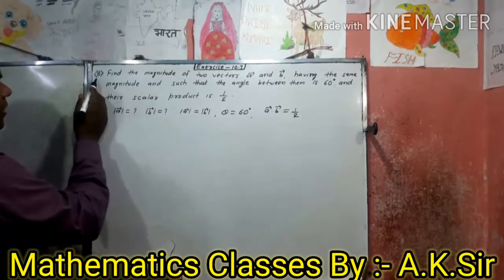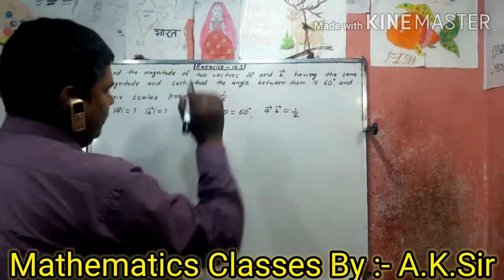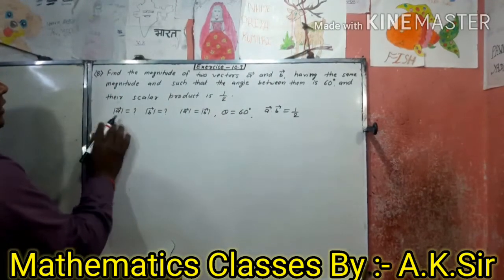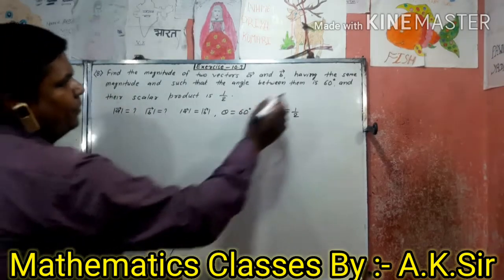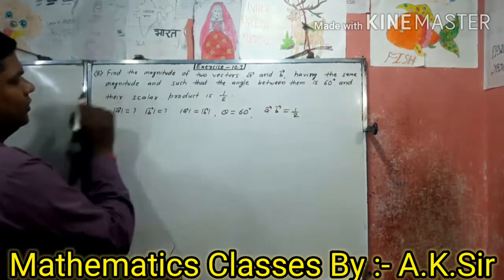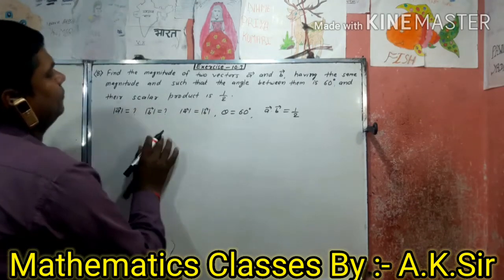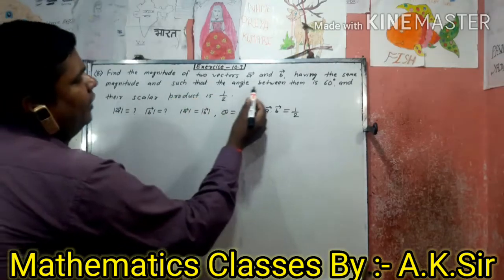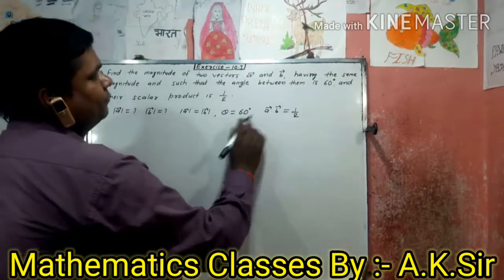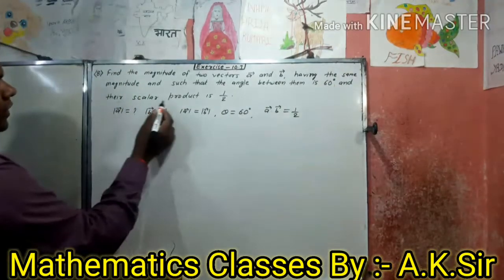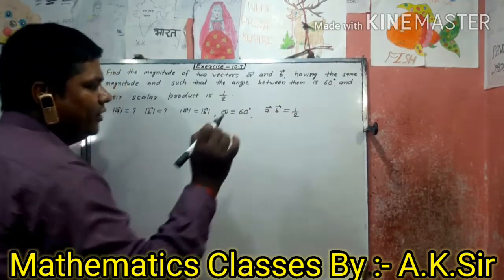Next, question number 8. Find the magnitude of two vectors a vector and b vector. It means magnitude of a vector is equal to what? Magnitude of b vector is equal to what? Having the same magnitude, it means magnitude of a vector is equal to magnitude of b vector, and such that the angle between them is 60 degree. It means theta is equal to 60 degree, and their scalar product is 1 by 2. It means a vector dot b vector is equal to 1 by 2.